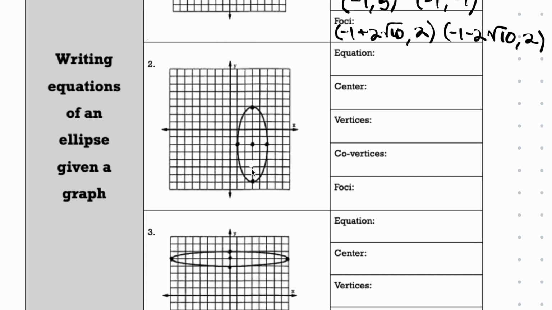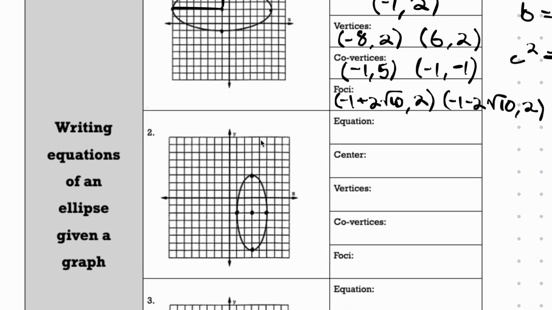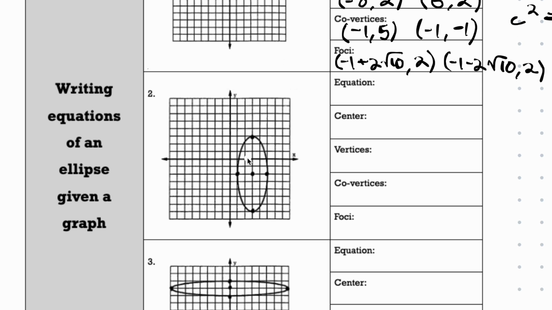Down here, our major axis is going to be going vertically, and so that means our a value is going to be under our y portion of the equation, right? Because our a value is related to our major axis. Our center, first order of business, is going to be 3, -2. Our vertices are going to be along this major axis, so they're going to be 3, 3, and 3, -7.